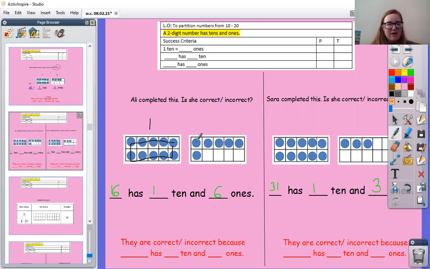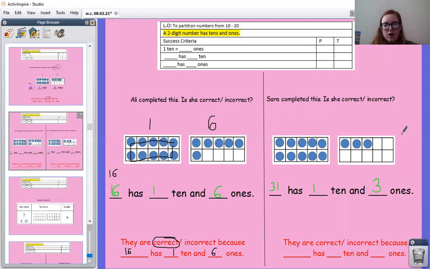And how many ones do we have? We have 1, 2, 3, 4, 5, 6 ones. What number is this? This number has 1 ten and 6 ones. So it is 16, which matches what Ali has written. So they are correct because 16 has 1 ten and 6 ones. Fantastic. Okay. I would like you to pause your screen and please have a go at this one and come back when you are ready to check it.